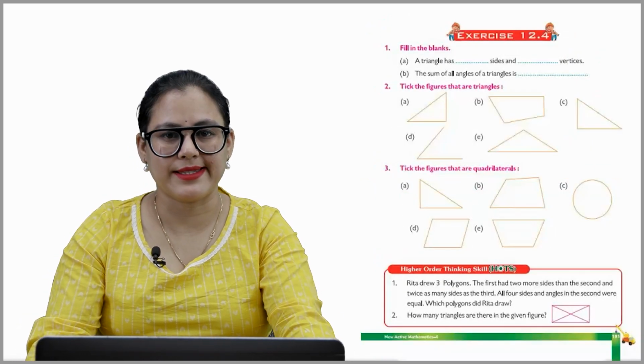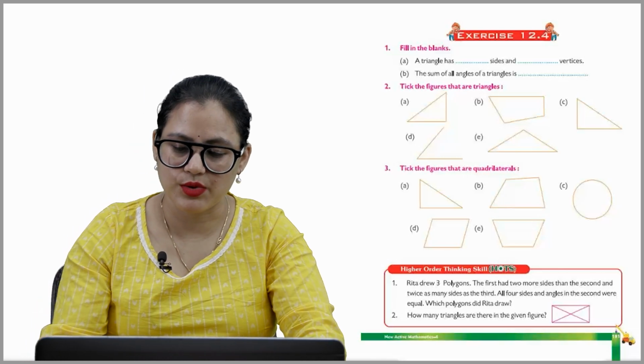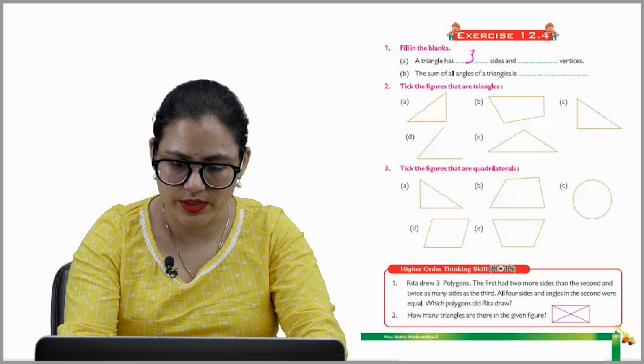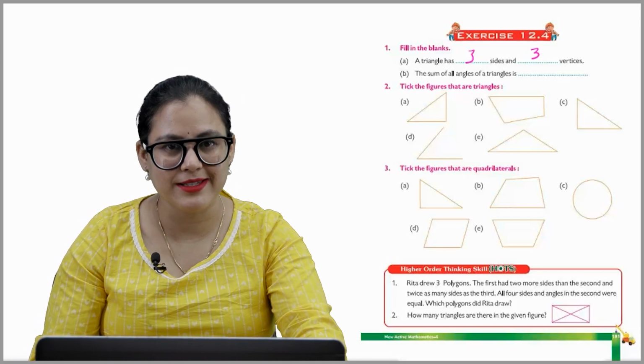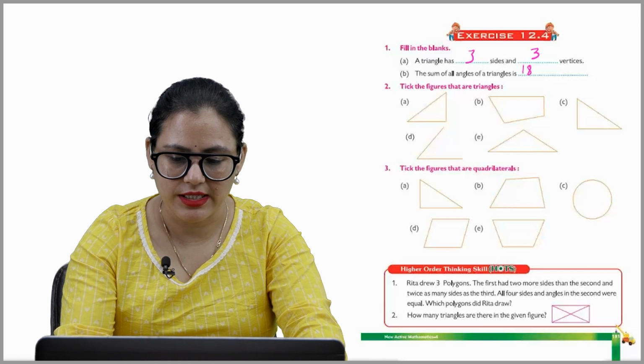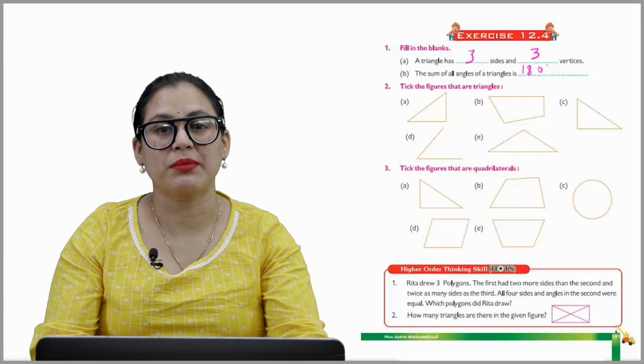Let's do the exercise. A triangle has dash sides and dash vertices. A triangle has 3 sides and it also has 3 vertices. The sum of all angles of a triangle is 180 degrees. Right, students? Now you will practice the remaining questions.